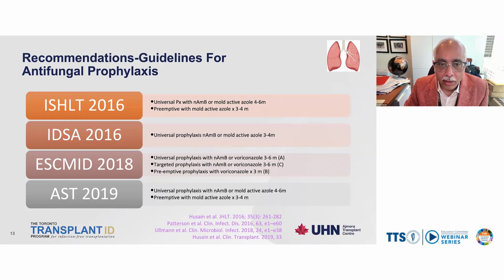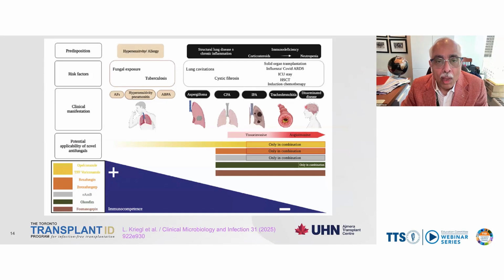But the bottom line is both universal and preemptive therapy have been recommended in lung transplant recipients. In livers, it is only targeted therapy. You cannot use preemptive therapy because in early liver transplant, serum galactomannan can be falsely positive.